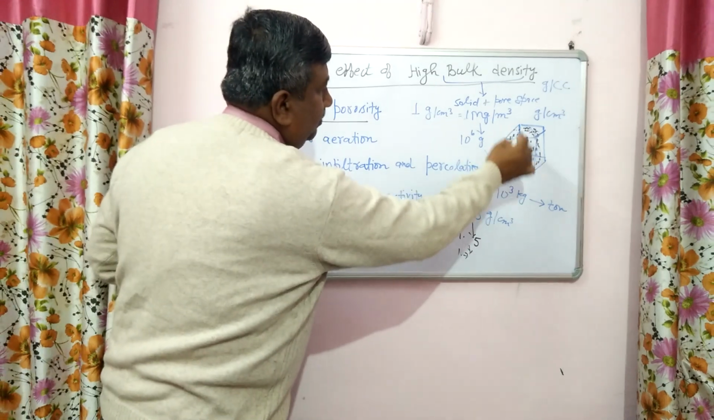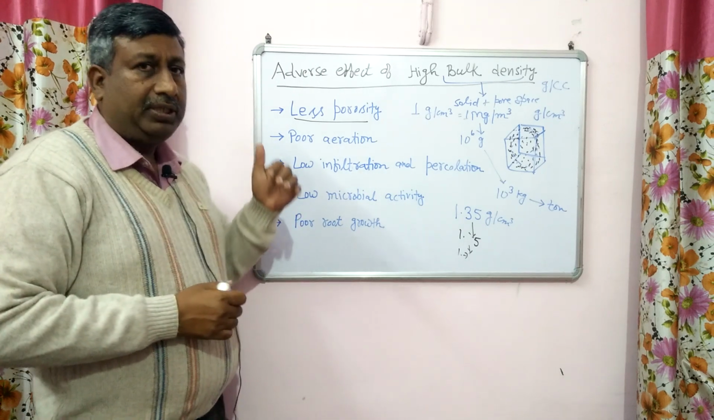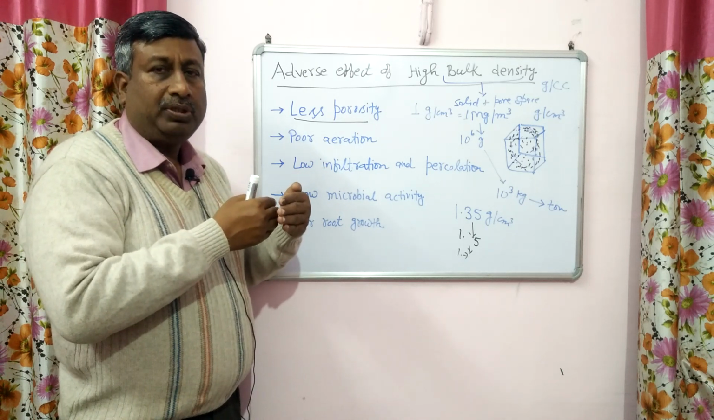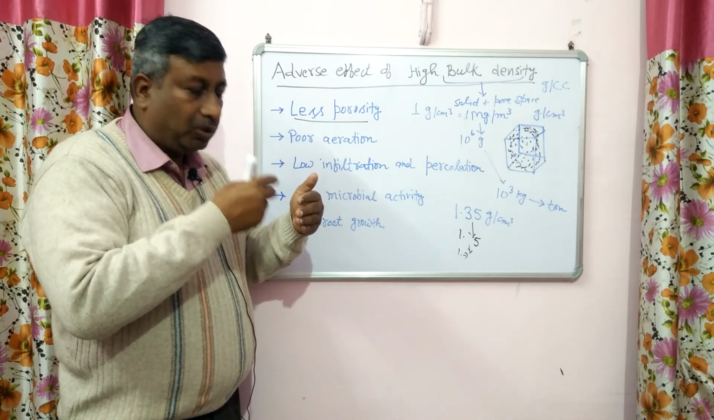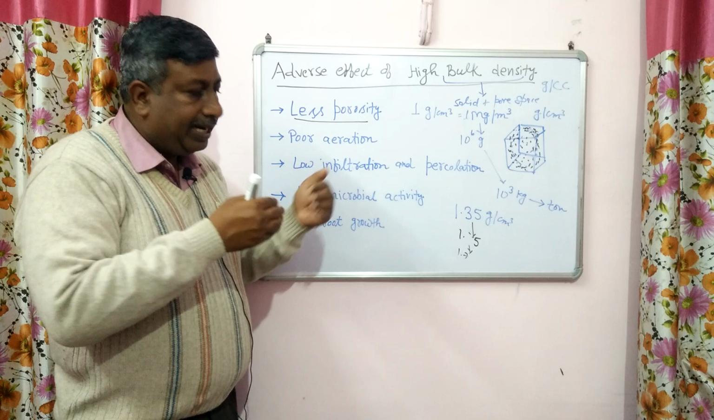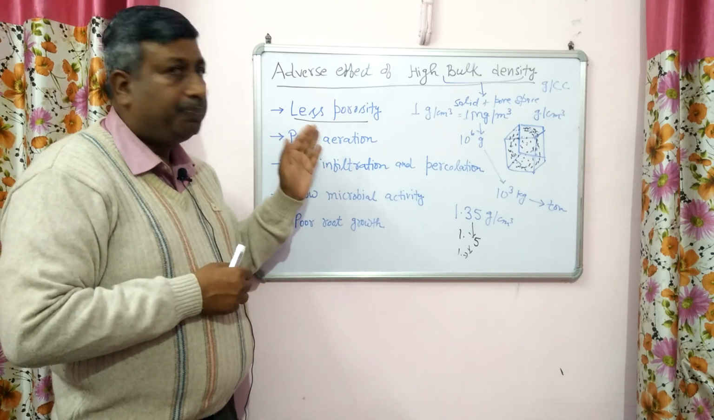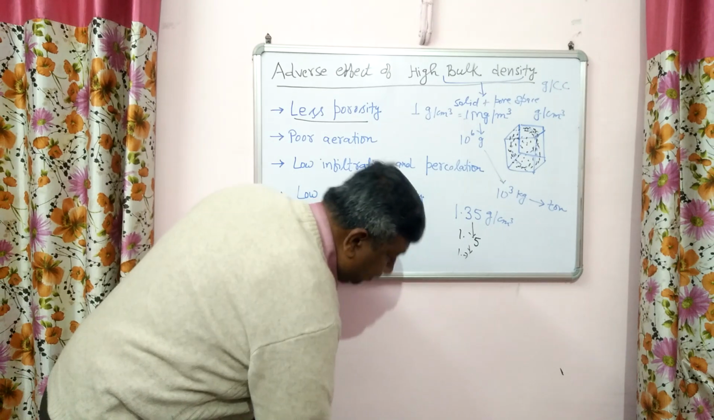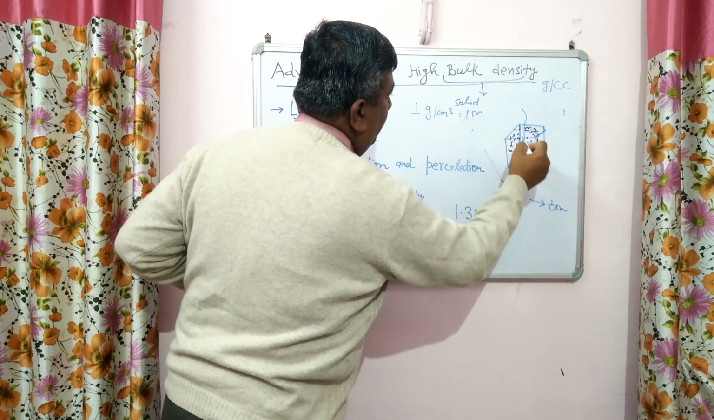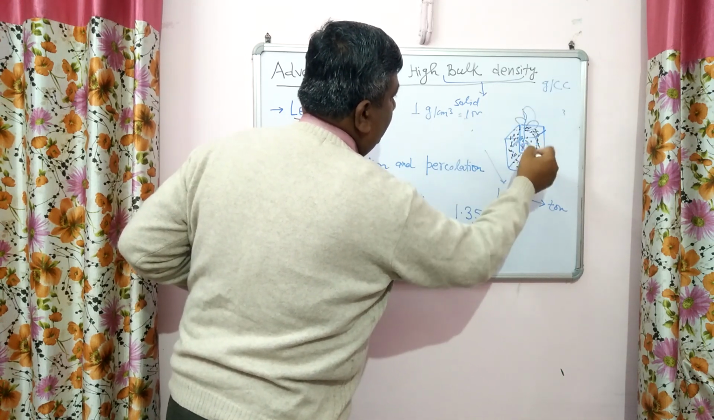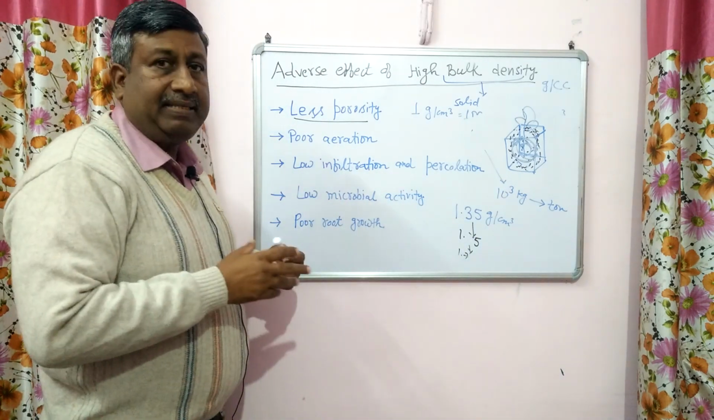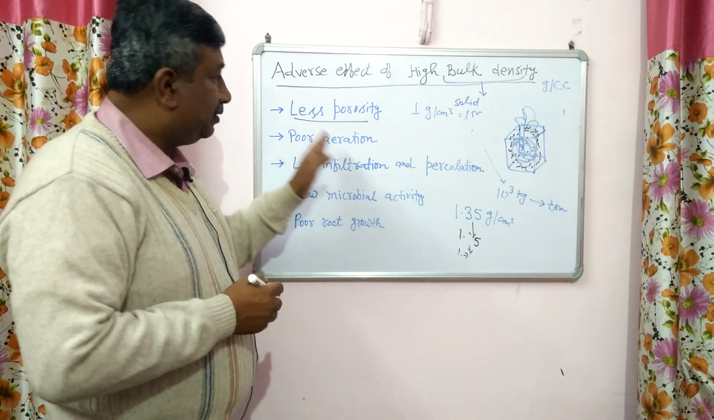So air is present in pore space. As the bulk density is increasing, pore space is reducing, and air is present between two solid particles. We can say air is present in pore space. As the pore space is reducing, air is reducing. So the first effect is poor aeration, and roots are present in the soil. Here the plant is growing, and air is less, which means root respiration is less, so gaseous exchange is low.